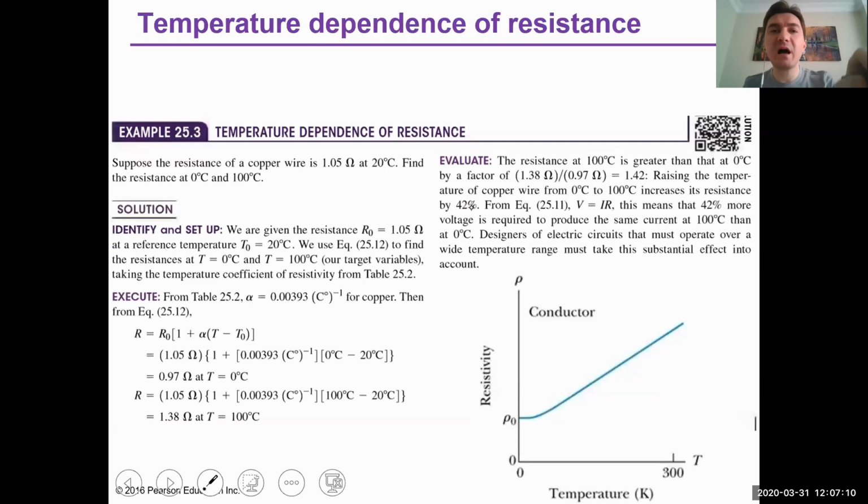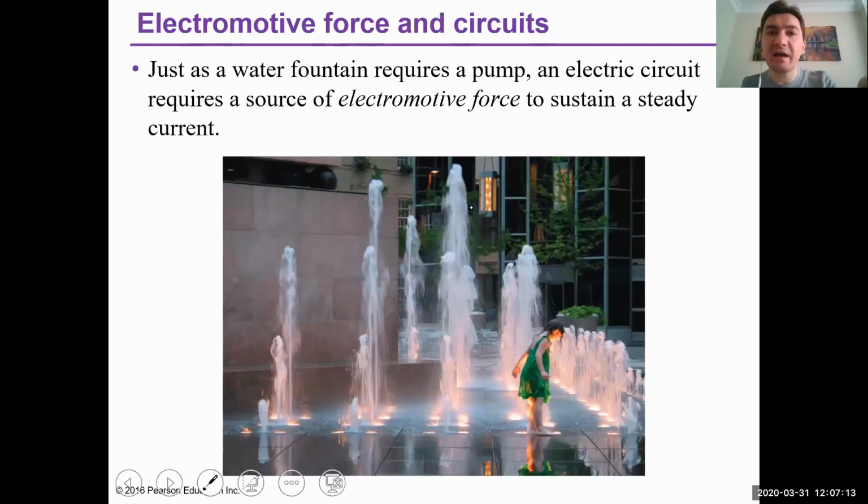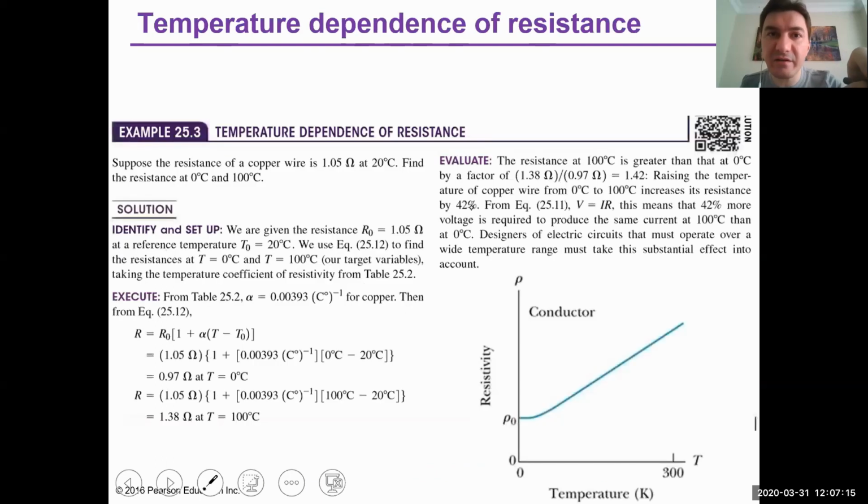So now we have another example, and this is the last transparency of my talk. We have more or less two minutes. I think I can finish within 2 minutes. Okay, let's continue. So we will talk about temperature dependence of resistance within that example. Suppose the resistance of a copper wire is 1.05 ohm at 20 degrees Celsius. Find the resistance at 0 degrees Celsius and 100 degrees Celsius.